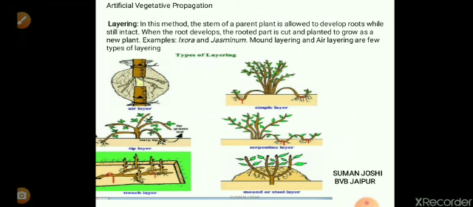And the soil layering is of various types, as you can see: simple layering, then serpentine layering, then trench layering, then tip layering, where the tip is inside the soil, or the mound layering, where a mound is formed over the part of the stem which is above the soil. This mound is formed with the help of manure and some fertilizers, and it is sprayed, of course, with phytohormones. The new roots and shoot will appear.